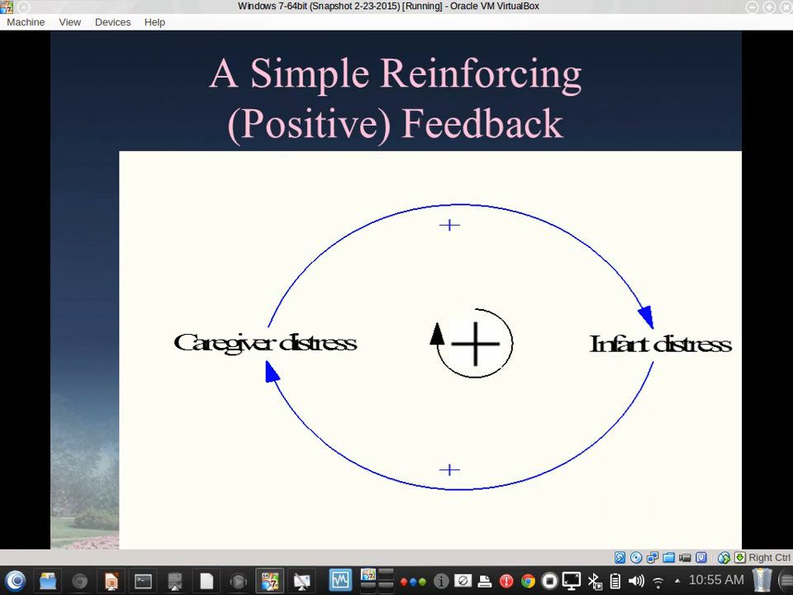All other things being equal, it tends to cascade around to increase caregiver distress, and that can actually further increase infant distress. So that would be an example of a vicious cycle, a cycle where you can get a cascading series of adverse changes. But conversely, if you could lessen infant distress, that would lessen caregiver distress, which would further lessen infant distress as a result.